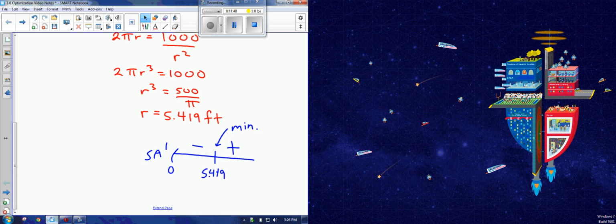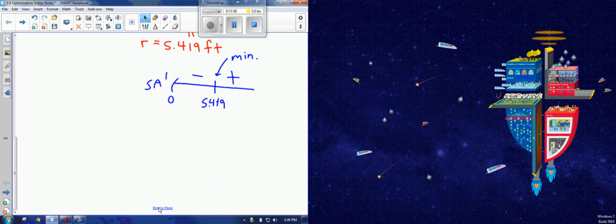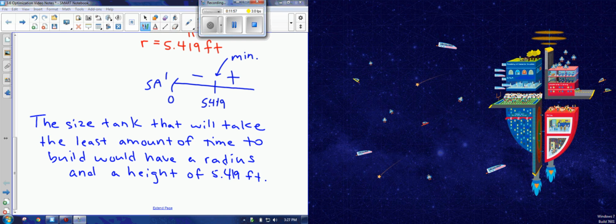So let's add that into our problem. What I'm going to do now is write a final statement, so I'm going to pause and write out the statement. Okay, so here's my final concluding statement. Again, you want to regurgitate what the question asks. The size tank that will take the least amount of time to build would have a radius and a height of 5.419 feet. And something I want to mention here: when you write your final answer using a calculator, you want to make sure you have at least 3 decimal places.